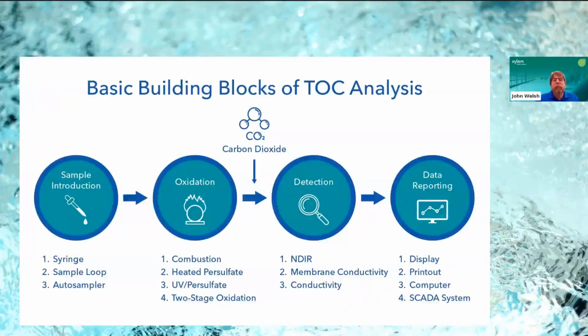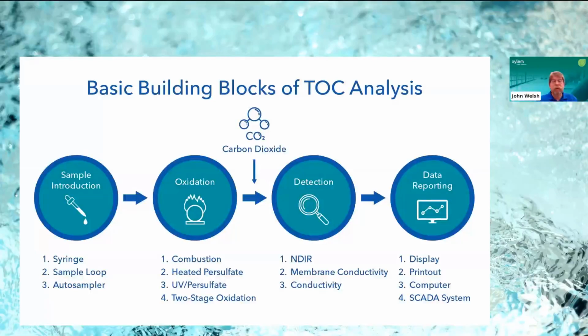This shows the basic building blocks of TOC analysis. Every TOC analyzer essentially must use these 4 steps. In step 1, there has to be some mechanism for getting the sample into the analyzer. In some instances that might be a syringe, could be a sample loop. In terms of laboratory instrumentation, that could be an autosampler.